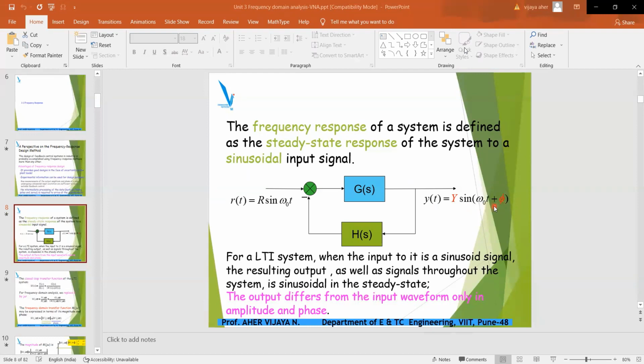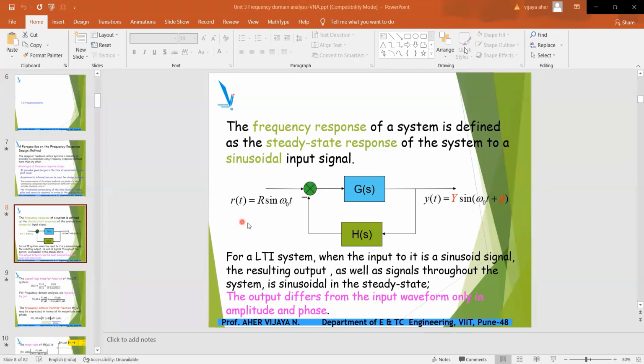So I have added this term plus phi. What is the equation for output? y(t) equals Y sine(omega 0 t plus phi). This is the equation for output, and this is the sinusoidal input. Input and output are both sinusoidal in nature, but the output is phase shifted relative to the input signal. This is frequency response.